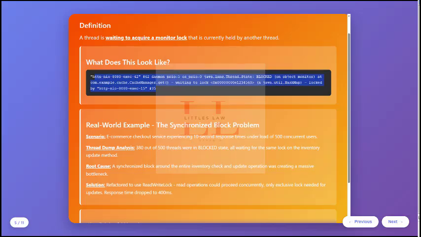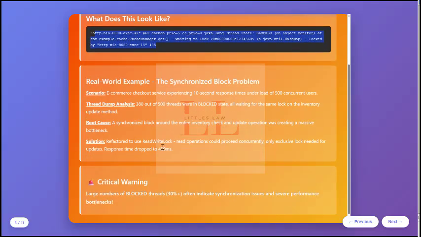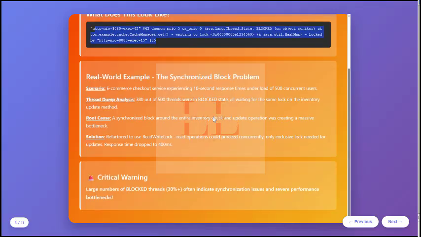Let me share a real-world example that perfectly illustrates this. I was testing an e-commerce checkout service, and I was experiencing 10-second response times under a load of 500 concurrent users, which is completely unacceptable for a checkout process. When I captured the thread dumps, here's what I found: 380 out of 500 threads, that's 76%, were in blocked state, and they were all waiting for the same lock on the inventory update method.